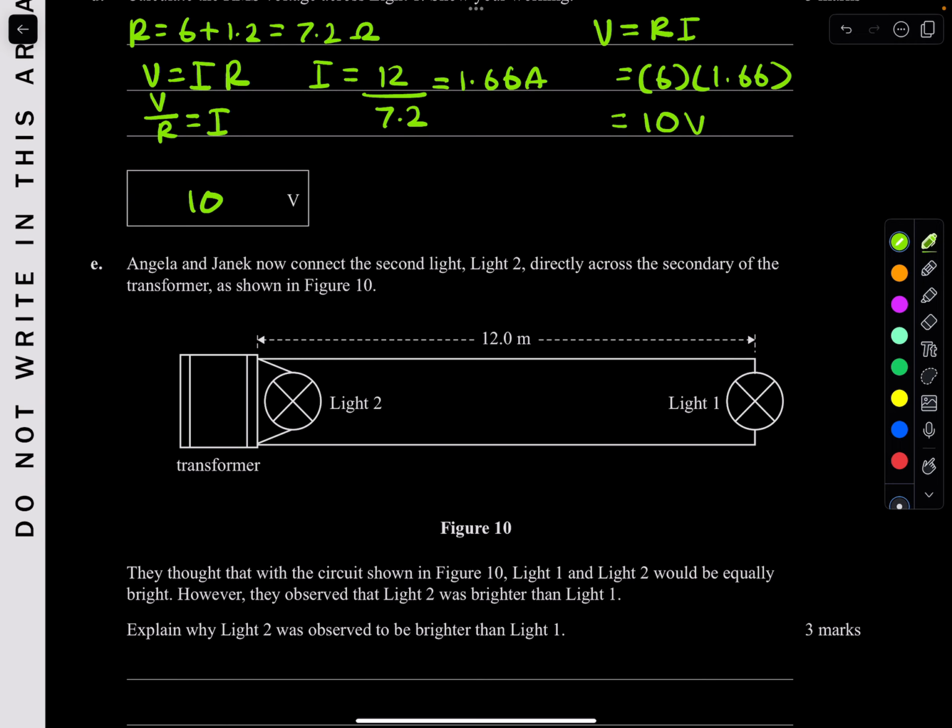Angela and Jenny now connect the secondary light 2, directly across the secondary of the transformer as shown. Here it's actually parallel. Now it's a parallel circuit, as you can see. It's not anymore series, because if it was series, they would have added the light globe over here. But now they added it like that.